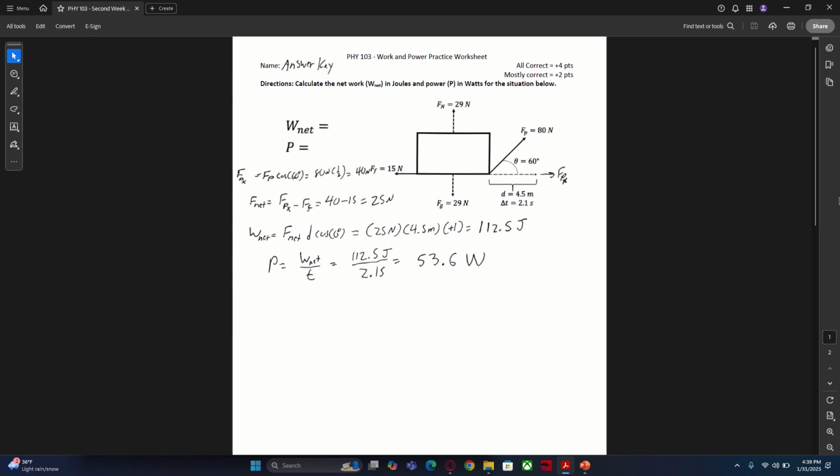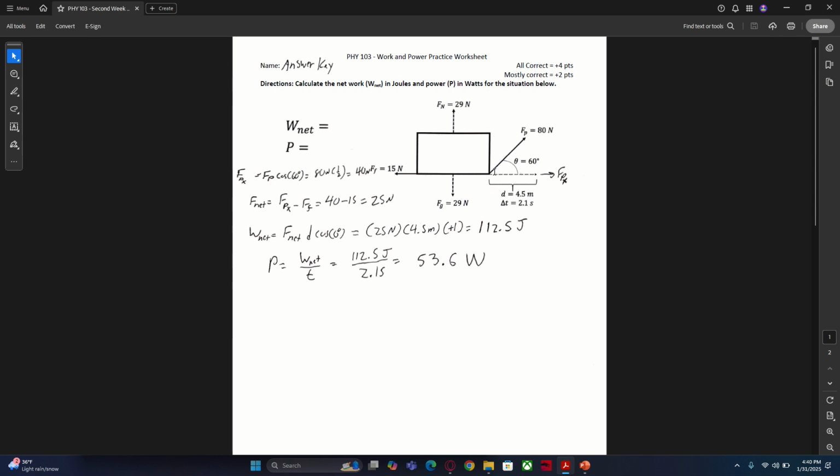What we have here is some sample free body diagram where we have some applied force that is not perfectly to the right or up, but it is 60 degrees above the positive x-axis direction. We also have our force of friction, which is 40 newtons pulling directly to the left. Force of gravity and the normal force are both 29 newtons. As far as our applied force, it has a magnitude of 80 newtons.